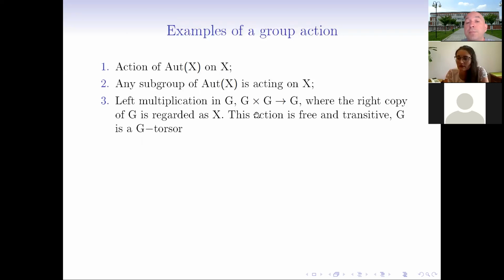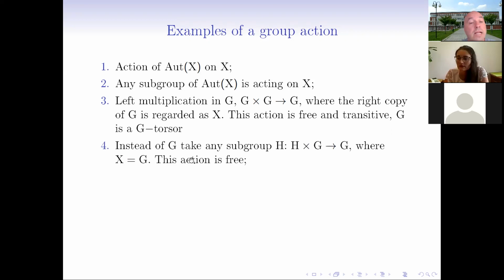If you take the right multiplication, say the first G is X, and the second copy of G is G, this will be no more an action. So it's an action up to reordering, unless G is a commutative group. Instead of G capital, we can take any subgroup H of G capital, and this will be an action. And this is an action of H on G. This will be free, but no more transitive.